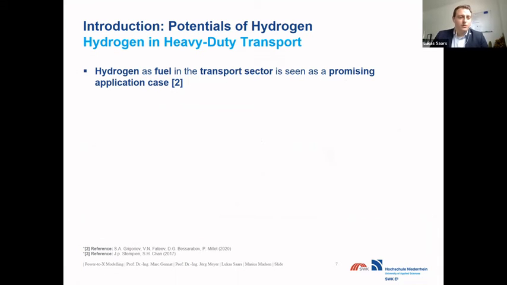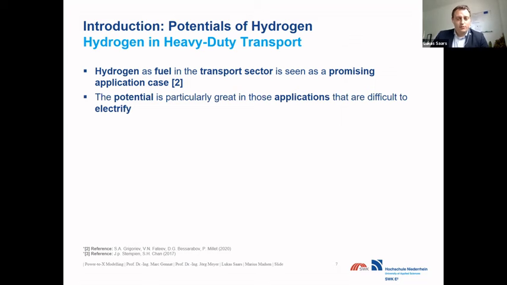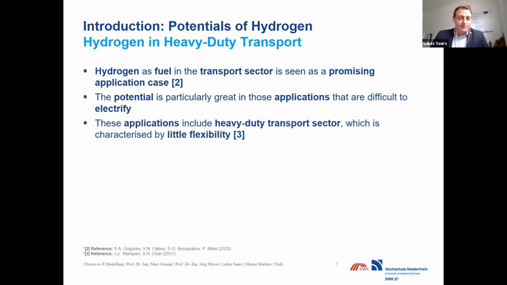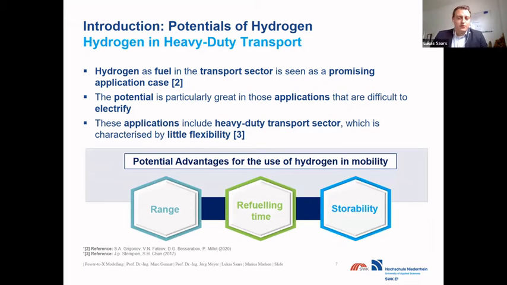Now I want to give a short overview of hydrogen in heavy-duty transport sector. As we already saw on the previous slide, hydrogen as fuel in the transport sector is seen as a promising application case. There are applications in mobility that are difficult to electrify. These are mostly the applications in which the use of hydrogen brings advantages. The applications include heavy-duty transport sector, which is characterized by little flexibility. And here we can see three of the most essential advantages of hydrogen in mobility. It's range, refueling time, and storability.